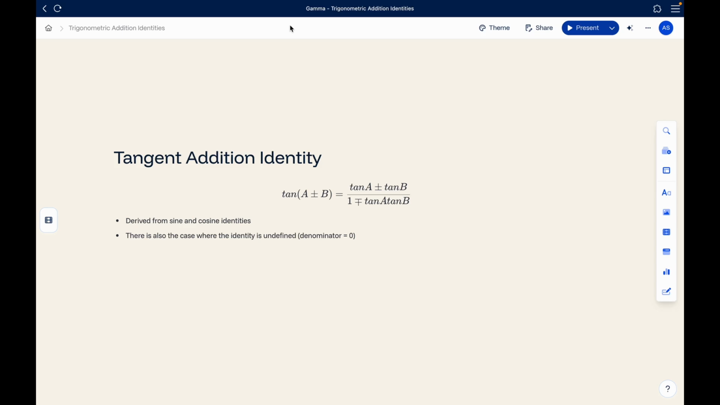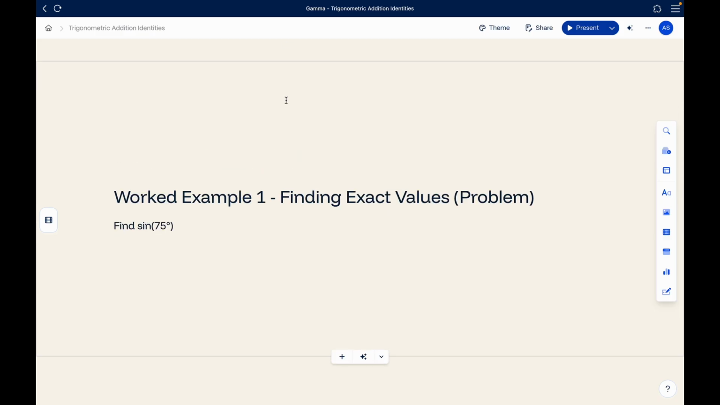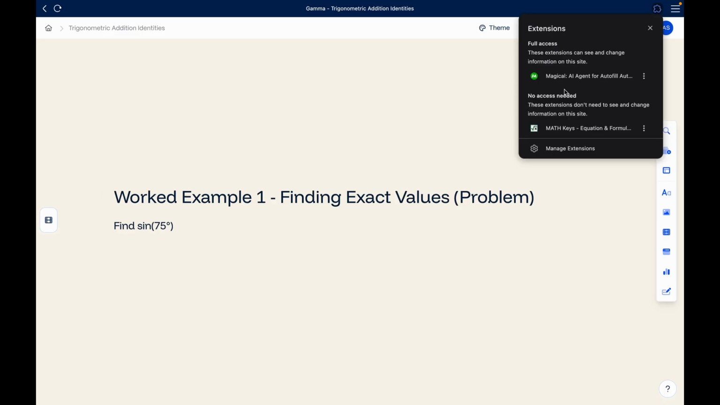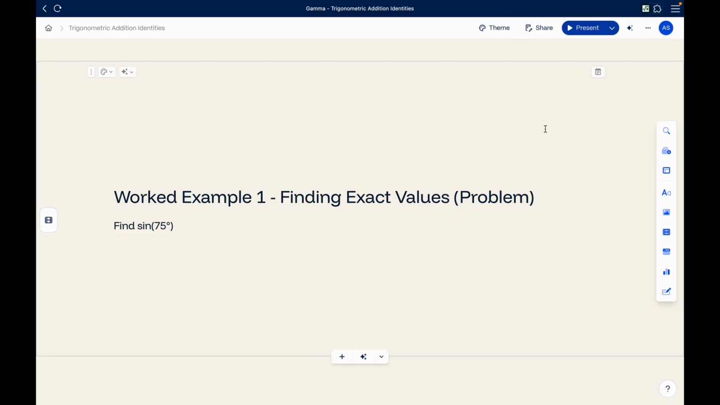It's still good to have a review, as this will be necessary for the next video. The first example is finding the exact values of a function. So right now, the goal is to find sine of 75 degrees.